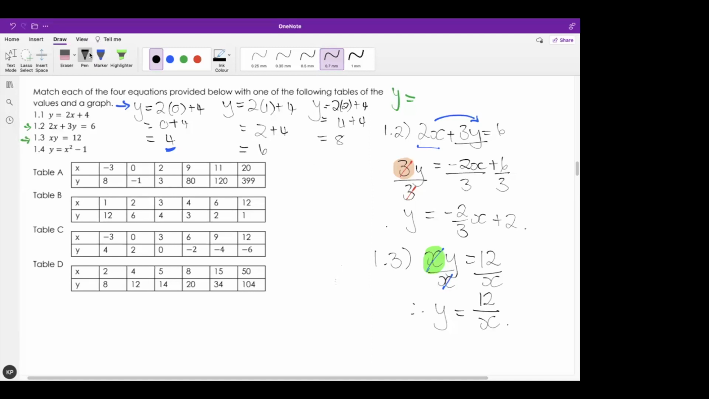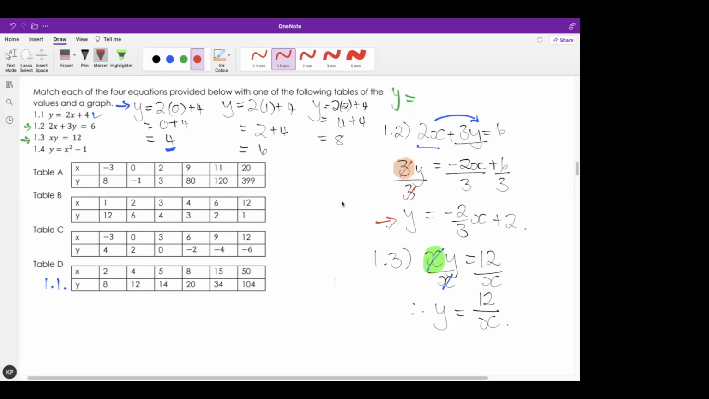Is that my desired outcome? Yes, it is. So that means table D goes with 1.1. So we've done 1.1. For 1.2, we need to refer to the proper formula, which is this one that we found over here.